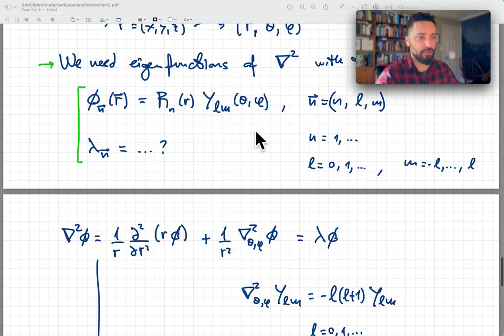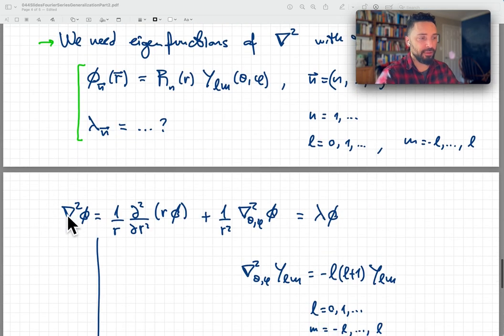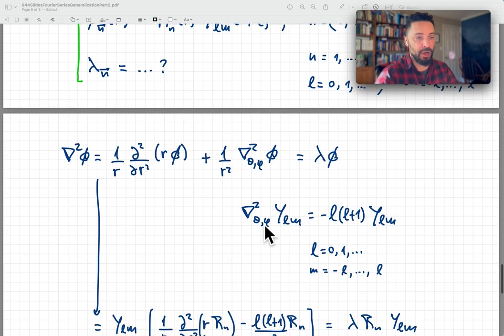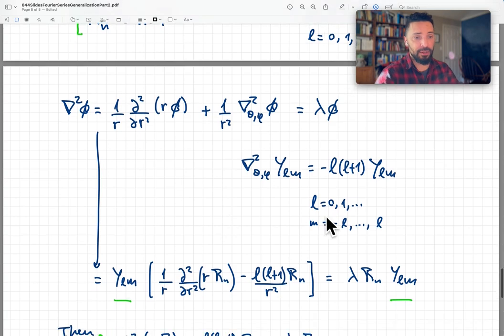So why do we choose this form, the spherical harmonics? Because it turns out that the Laplacian applied to any function phi will have a radial part like this in spherical coordinates, and then 1 over r squared and a purely angular part. And the spherical harmonics have this property that when you apply that angular part of the Laplacian to the Y_lm, to the spherical harmonic, you get minus l times l plus 1 times the spherical harmonic. So the spherical harmonics are eigenfunctions of the angular part of the Laplacian in spherical coordinates. Here this is true for l equals 0, 1, and so on and so forth to infinity. m goes from minus l to l.